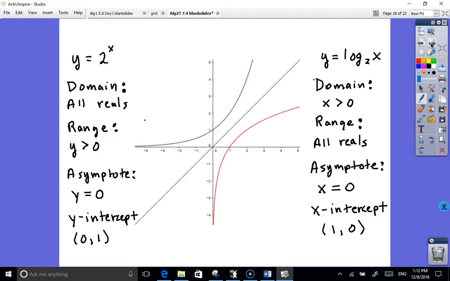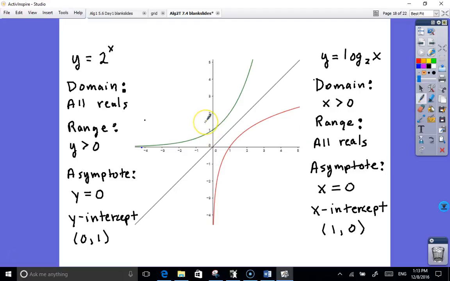So here are the graphs. I've got y equals 2 to the x, the exponential, and y equals log base 2 of x, the logarithm. Those are inverses of each other, and I've graphed them using the GeoGebra software. You can see the exponential is the green line right here, and the logarithm is right here. So remember the characteristics of the exponential. The domain is all real numbers. The range is y greater than 0. There's an asymptote along the x-axis, y equals 0. And there's a y-intercept at 0, 1.